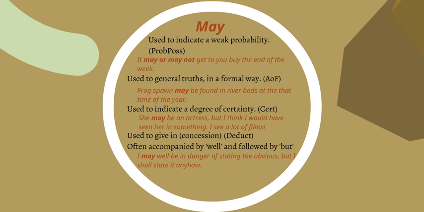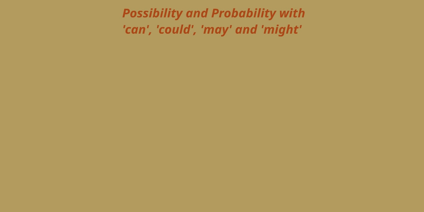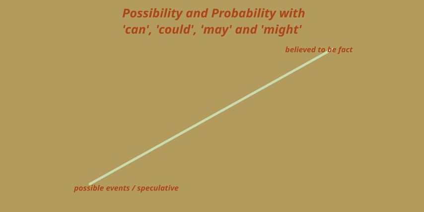A concession. Now, what's interesting is you've noticed already that can, could, and may, and then we're going to see with might, all deal with possibility and probability. We can often use what's called a cline, and that is a slanted line that looks like this, to indicate the degree of something. In this case, we're going to deal with the degree of something believed to be a fact, as opposed to possible or speculative. So in terms of these four modals, where do we think they fall? Are they closer to the top or are they closer to the bottom?